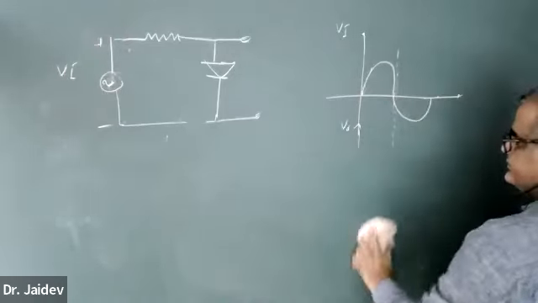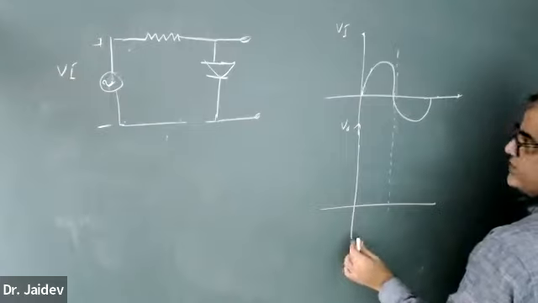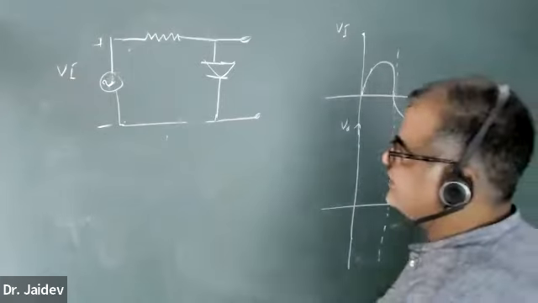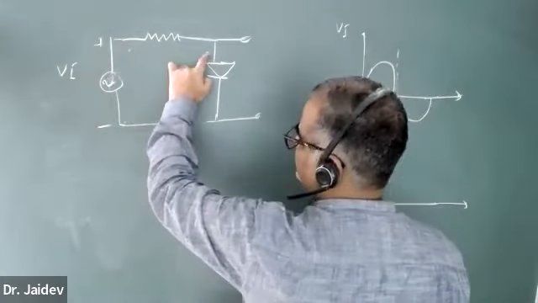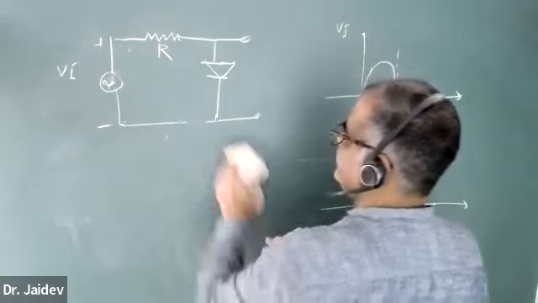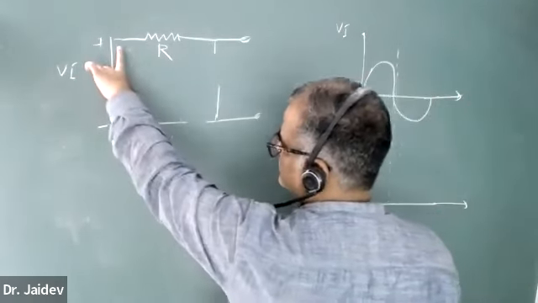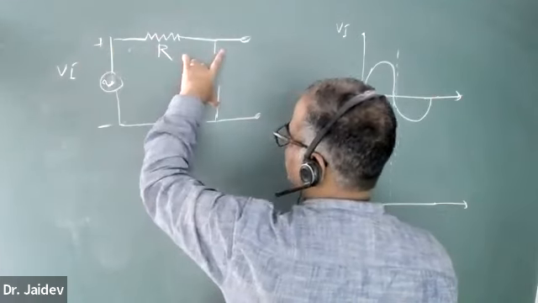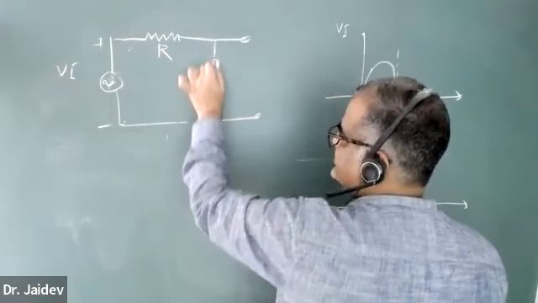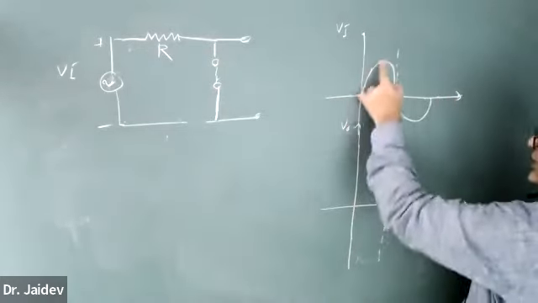For the positive cycle, is the diode forward biased or reverse biased? Yes, it's forward biased. For the positive cycle, this is a short circuit. Just open the circuit and check what voltage is coming to the diode. This positive voltage is coming for the positive cycle here. That means the diode is forward biased, and you can replace it by a short circuit. Once it is a short circuit, the voltage across the diode is zero. So for the positive cycle you get zero output.